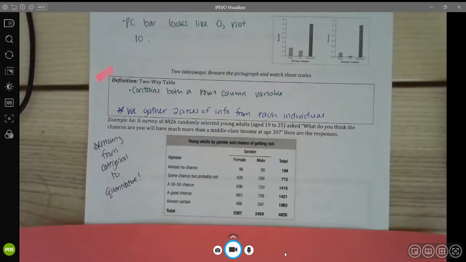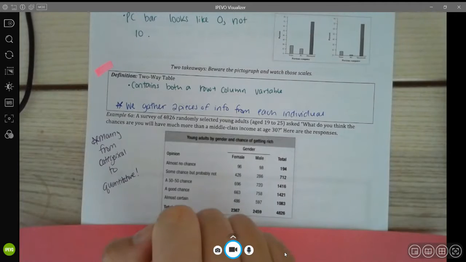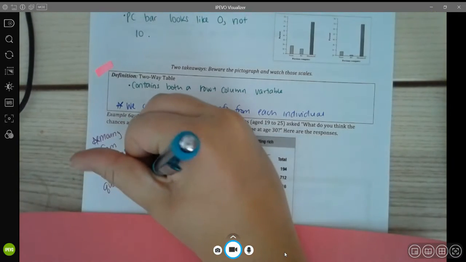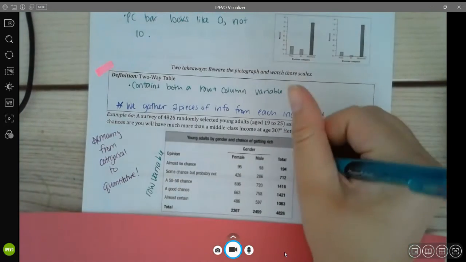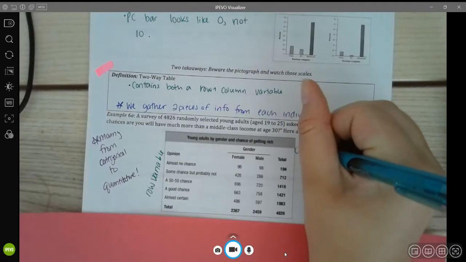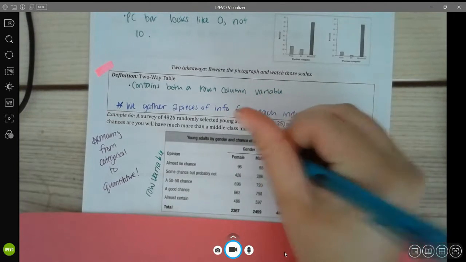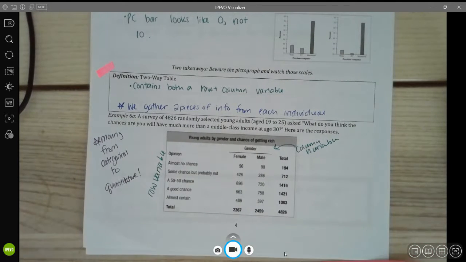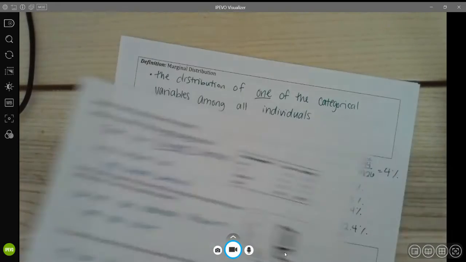So for now, I'm done with my sidebars. Let's get into the question here. Okay, so we've got one person. We've said if they're male or female. We've asked what their opinion is. This is a two-way table because we have a row and a column variable. Our row variable is here, and this is our column variable there.